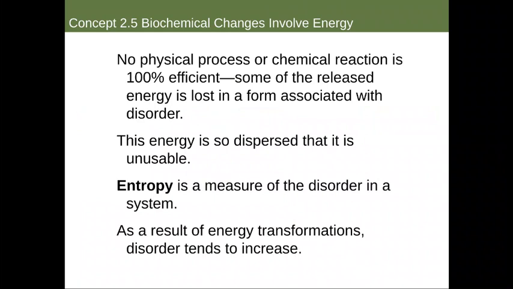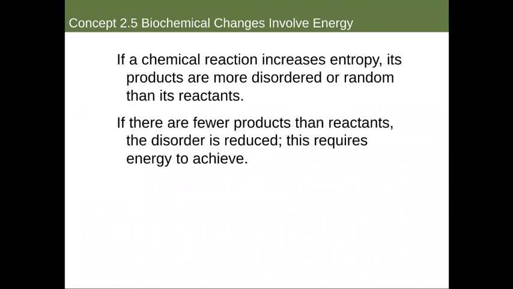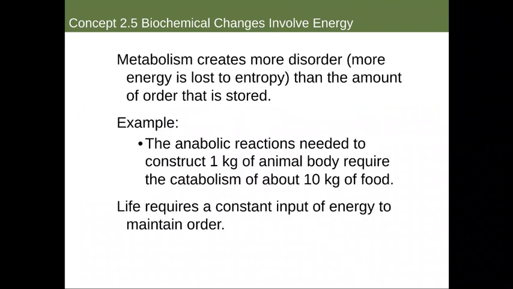As a result of this energy transformation, disorder tends to increase as we continue to go. If a reaction increases entropy, its products are more disordered or random than its reactants. If there are fewer products than reactants, the disorder is reduced. This requires energy to achieve, so this would be our anabolic reactions. So metabolism will create more disorder naturally. The anabolic reactions needed to construct 1 kilogram of animal body require the catabolism of 10 kilograms of food. So that is the 10% that we talked about again.